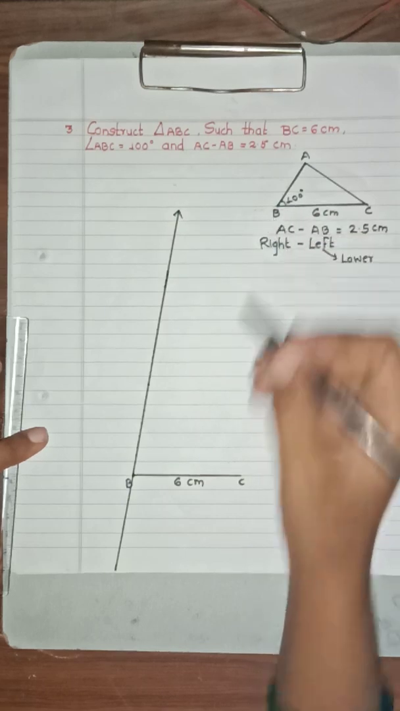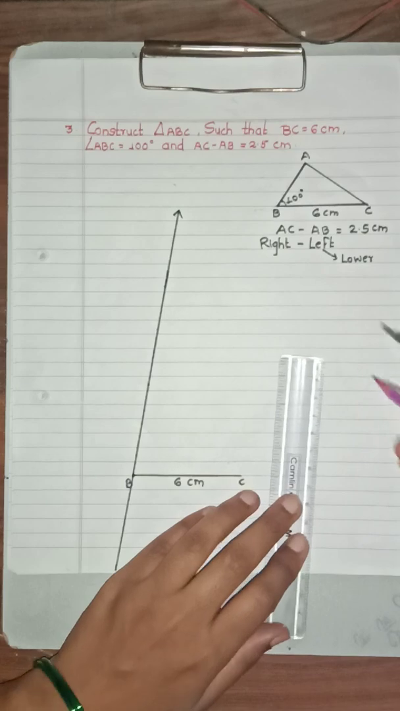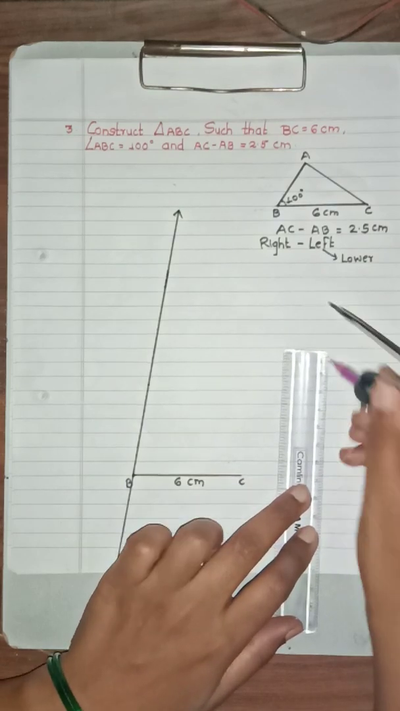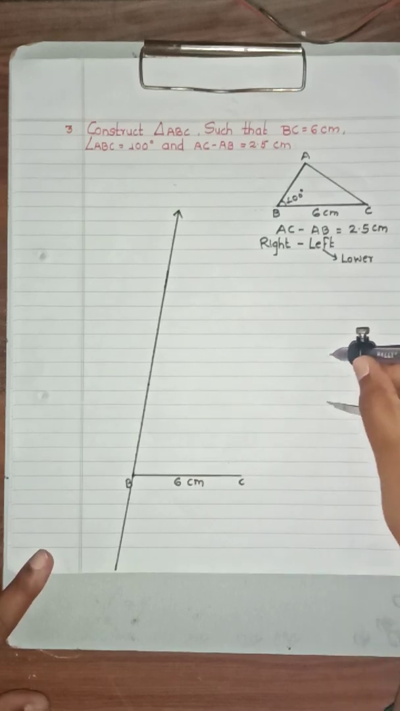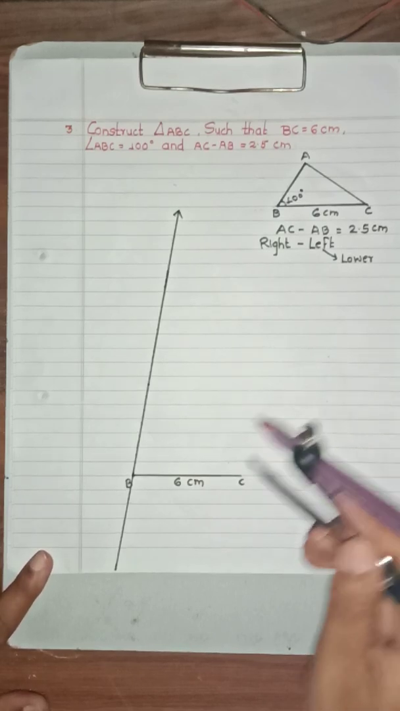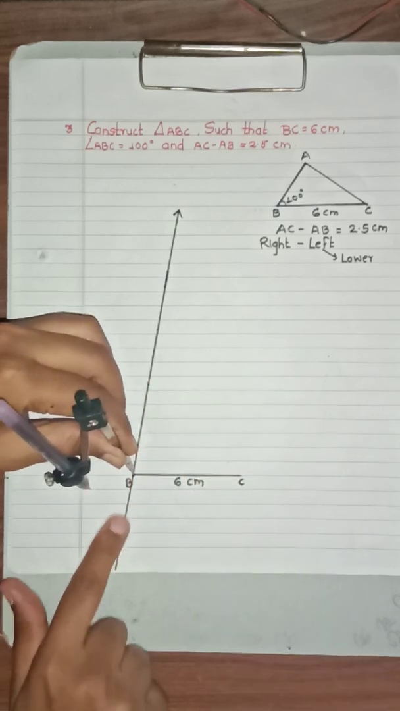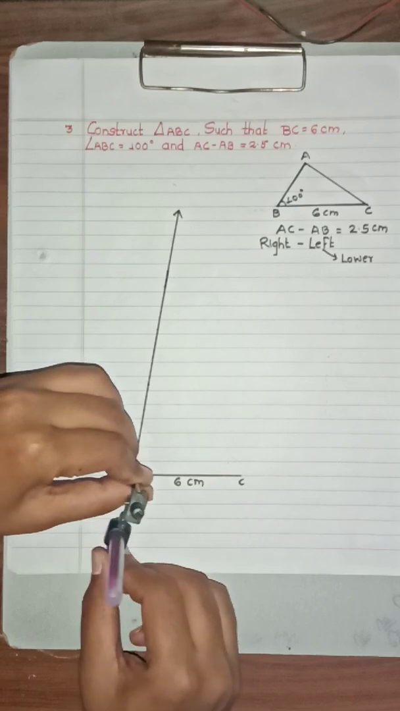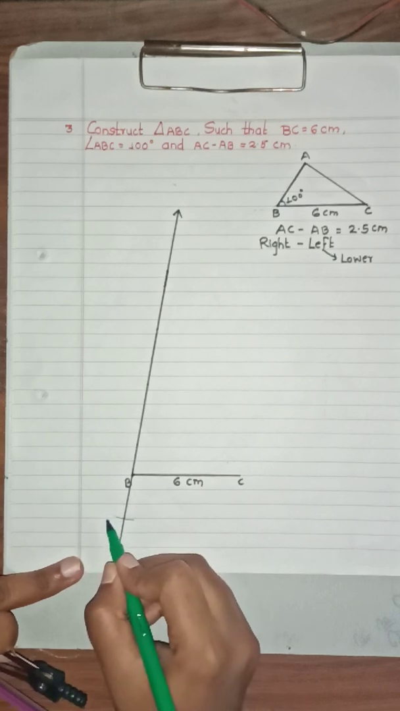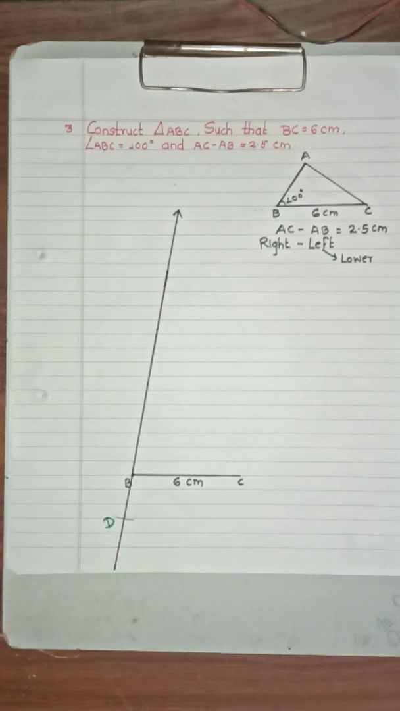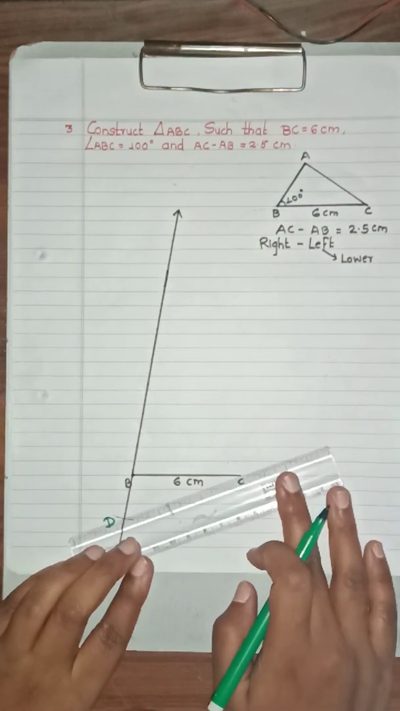Okay, now what we have to do is we have to take distance 2.5 in our compass. So I'll mark distance 2.5 over here. Okay, 2.5. Okay, you have to place the pointer at point B, and below B you have to mark a 2.5 arc. Okay, so I have marked the arc over here. We'll name this point as D. Now what you have to do is you have to join this D and C. So I'll join this DC.